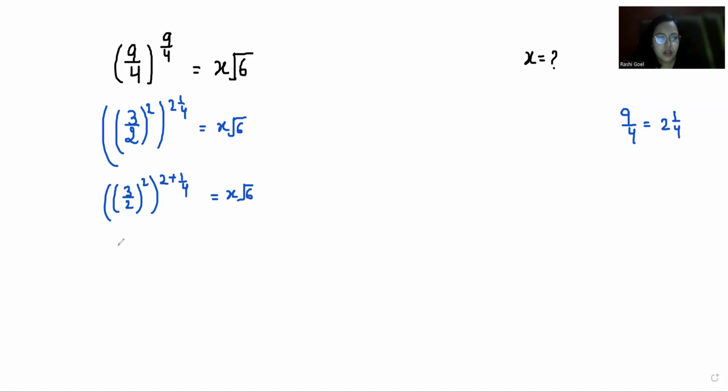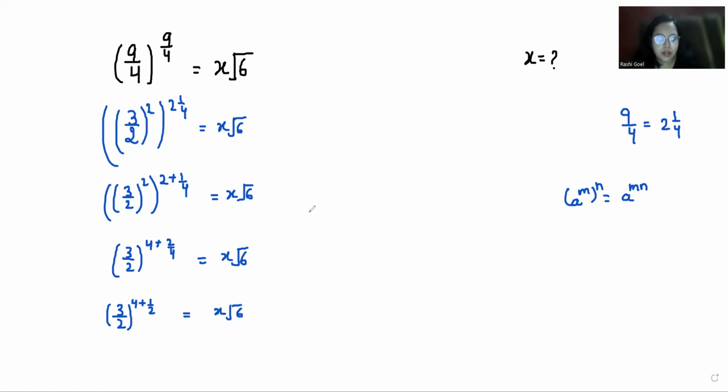So 3 by 2, according to the exponent rule (a^m)^n is equal to a^(mn). So 2 times 2 is 4 plus 1 by 2 is equal to x root 6, or (3/2) power 4 plus 1 by 2 is equal to x root 6. Now according to the exponent rule x^(m+n) we can write as x^m times x^n. So (3/2)^4 times (3/2)^(1/2) is equal to x times root 6.